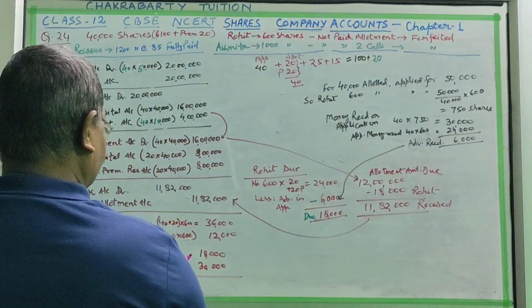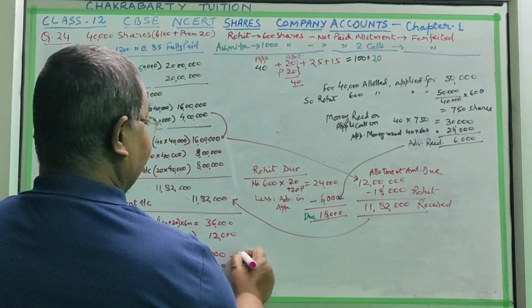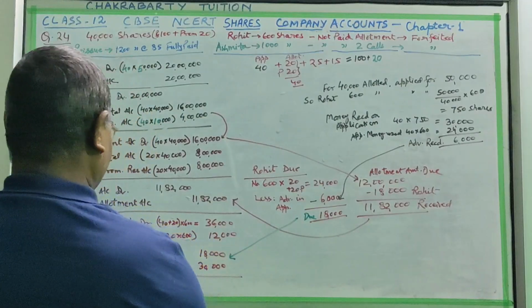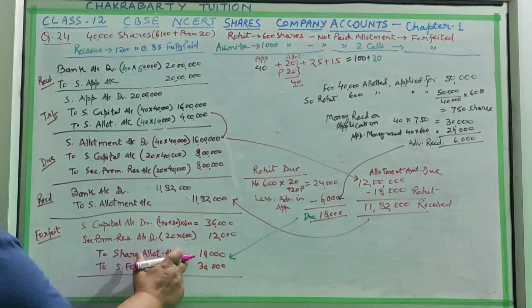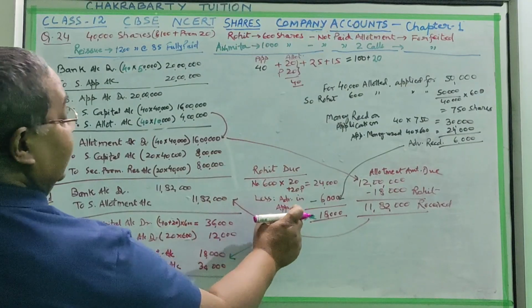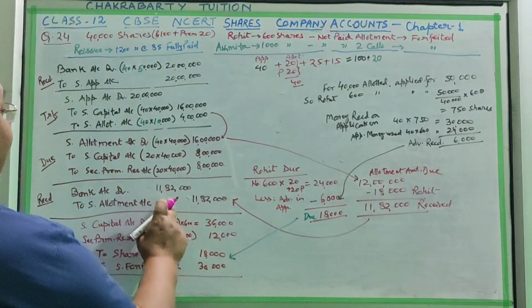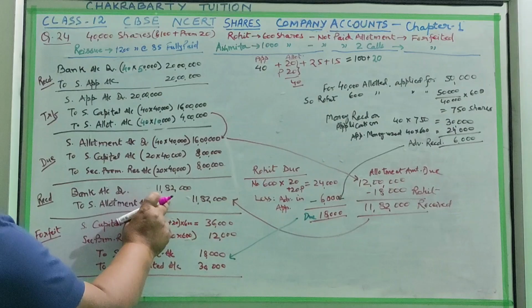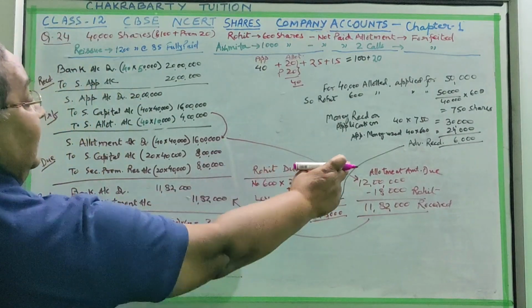So this will go to calls in arrear. Calls in arrear means the share allotment account; this is the money which you have not received. This is calls in arrear, 18,000, this figure. Now we are coming to how much we have received.